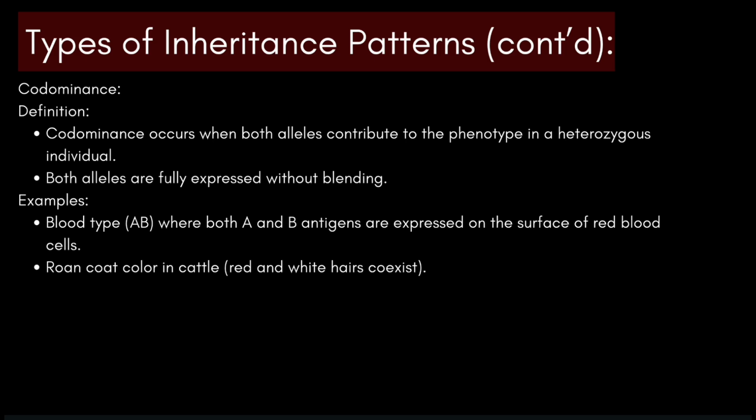Codominance. Codominance occurs when both alleles contribute to the phenotype in a heterozygous individual. Both alleles are fully expressed without blending. Examples include blood type AB, where both A and B antigens are expressed on the surface of red blood cells, or a roan coat color in cattle, where the red and white hairs coexist.